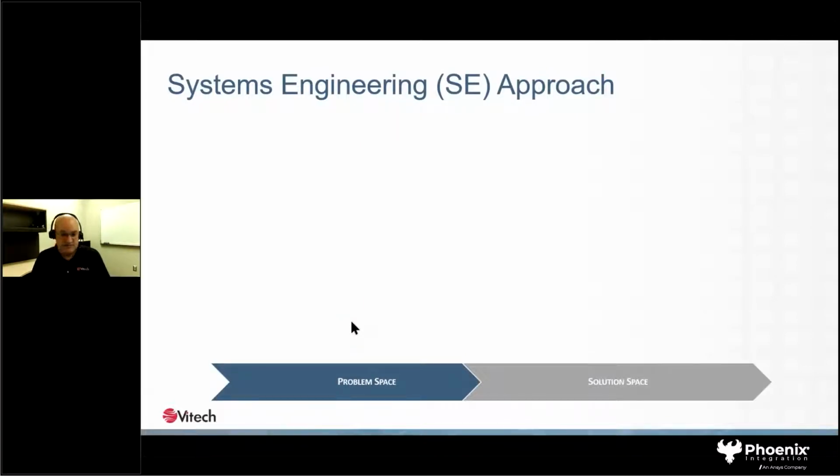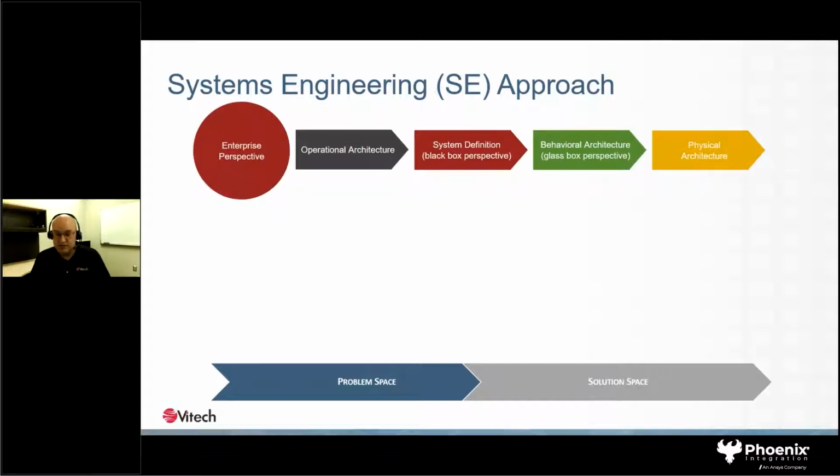We fundamentally focus on problem space and solution space, where the problem space is where we're working through our requirements, our understanding of the problem, and evolving from that into our solution space. If we look at this in a little more granular detail, it's taking that enterprise perspective, the operational architecture, how things work, tying it to this black box definition, so a view of what our system is and what it interfaces to, developing then our behavior in that glass box perspective, not only looking external but internal, and assigning that behavior onto our physical architecture.